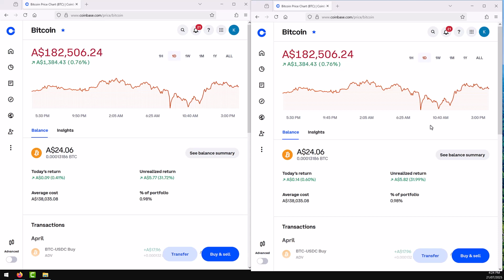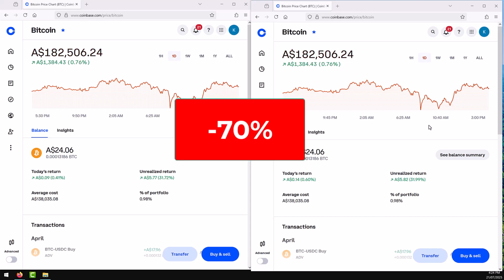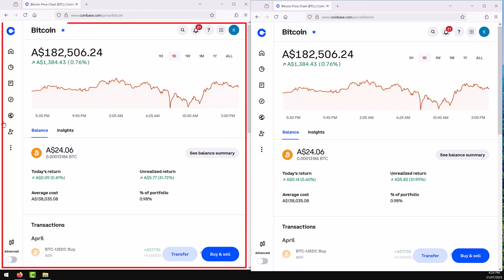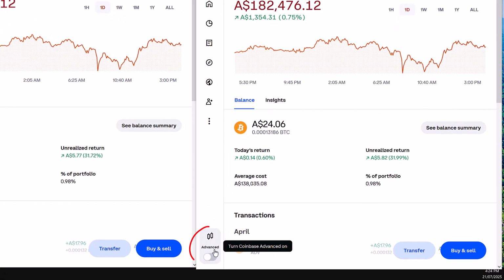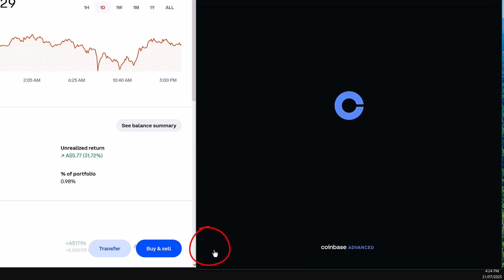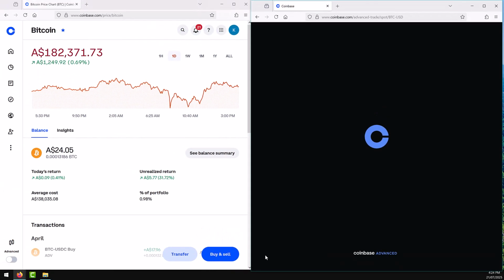Here's an easy way to save a massive amount of fees on Coinbase, a reduction of almost 70%. So on the left-hand side, I've got one screen on the simple version of Coinbase, and on the right-hand side, I'm going to toggle the advanced version by clicking that. And you're going to notice the difference in the fees.